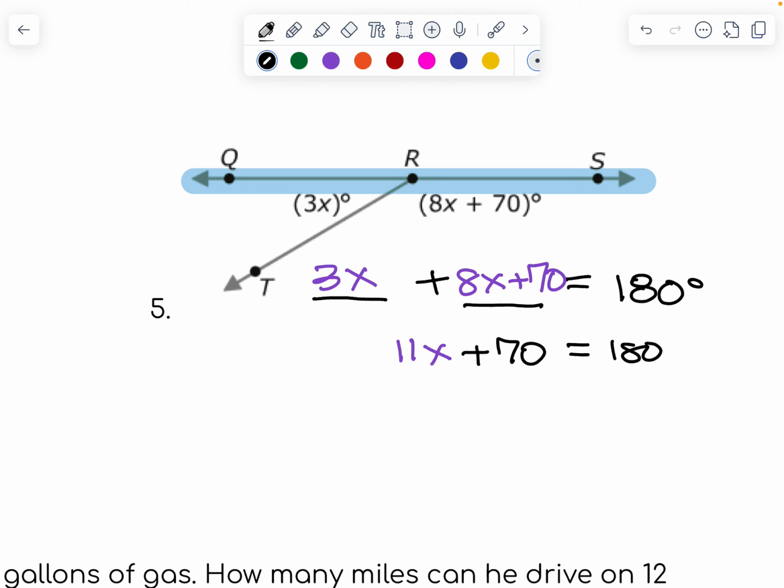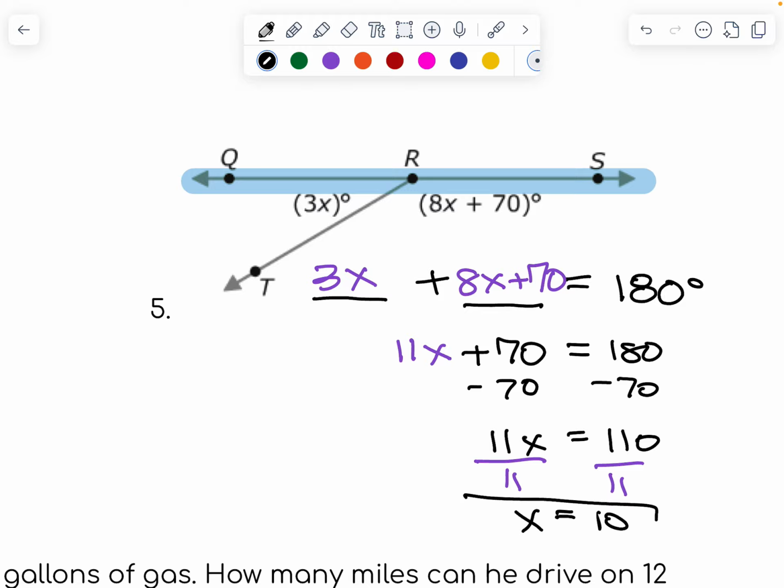Isn't that an equation you can solve? Go ahead right now. Get the 70 to both sides. Minus 70, minus 70. Bring down your equal sign. Look at that. I'm going to divide by 11 to get x by itself. You should get 10. There it is. x equals 10. If they asked you for the angle, you could plug in a 10 right here for x and a 10 right there for x.